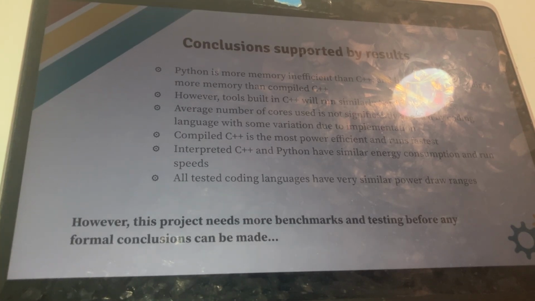So conclusions supported by results. I'm not going to go through these because we've actually touched on all of these so far, but you can read them if you want. The main thing you need to know is that all of our results do in some way support the conclusions made by Van Kempen et al., but they're not as direct as you would have liked. And they're supported by the results, but we can't actually draw any conclusions from the data we have so far because this project needs more benchmarks and testing and to fix all the oddities before any formal conclusions can be made.